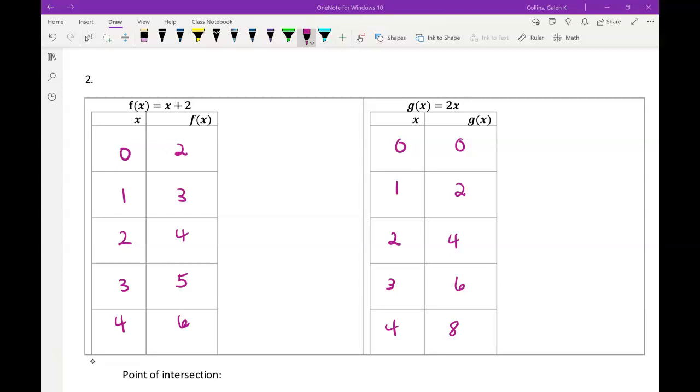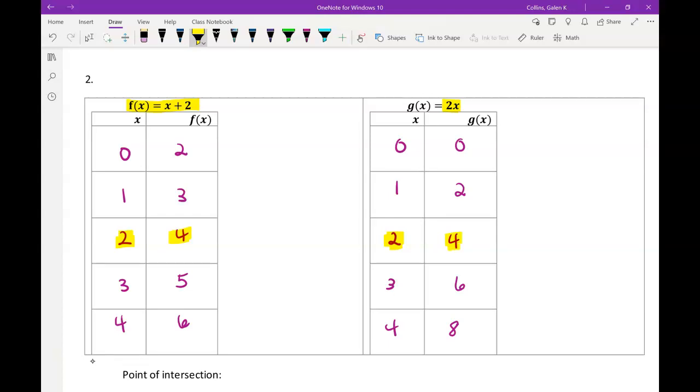All right, here's what I got for the functions f and g in number 2. And when I filled out the table, I just mentally added 2 to my x values for f of x. So when x is 2, I added 2 to that value to get 4. For g of x, I know my y-intercept is 0, or I could just double my x values. So for g of 2, for example, when x is 2, 2 times 2 is 4.